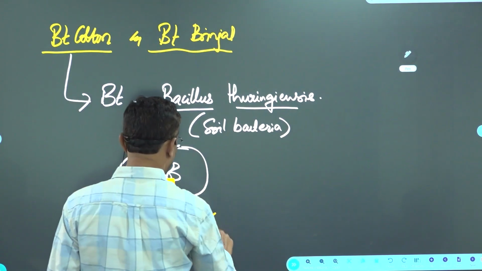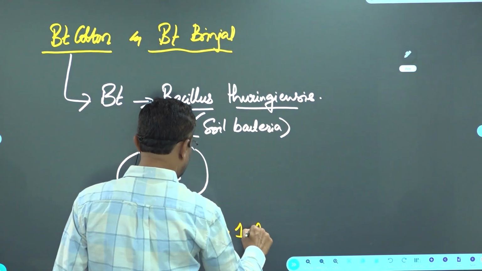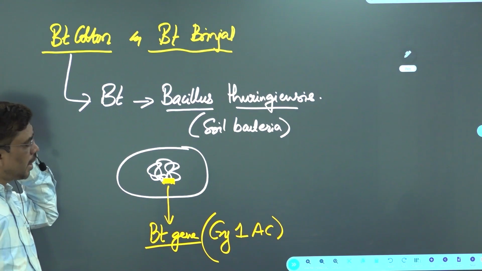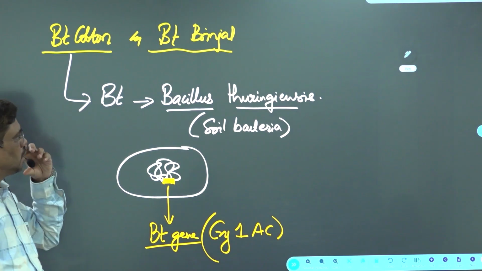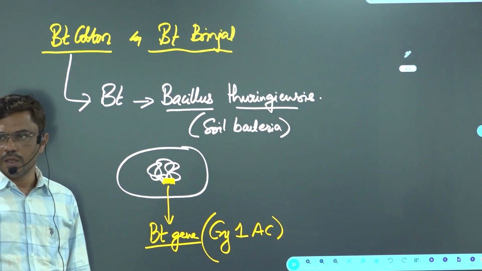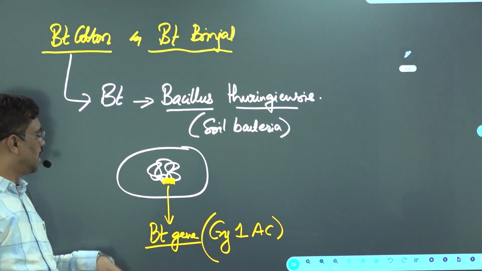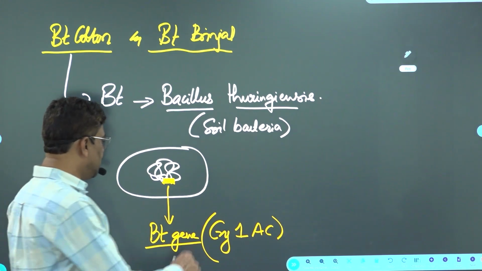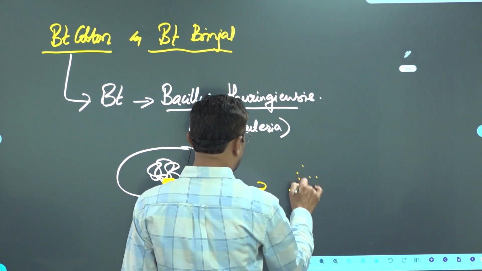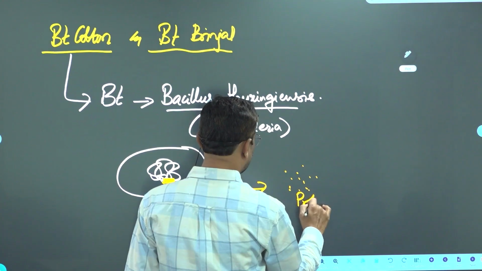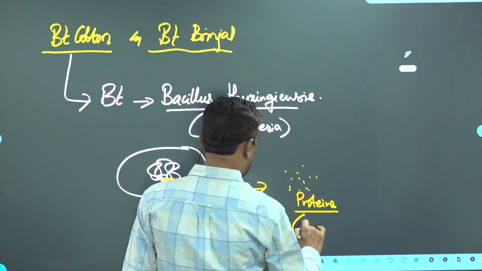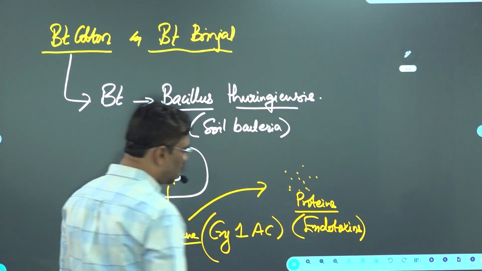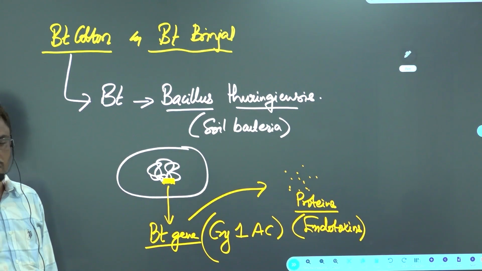BT gene. Its name is Cry1Ac gene or Cry2Ab gene. So this is Bacillus thuringiensis, a soil bacteria. It contains DNA. So this is called the BT gene, that is the Cry1Ac gene. From this BT gene, certain proteins are released. And these proteins act as endotoxins.